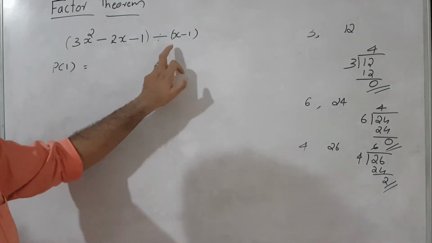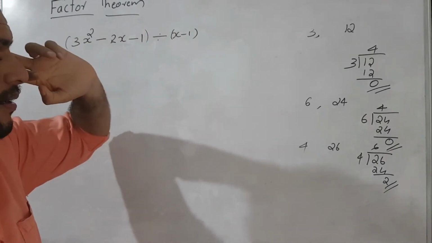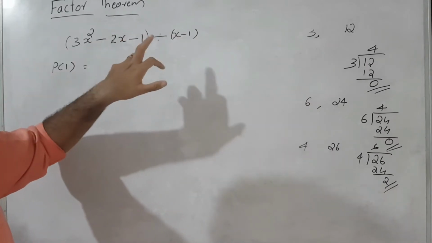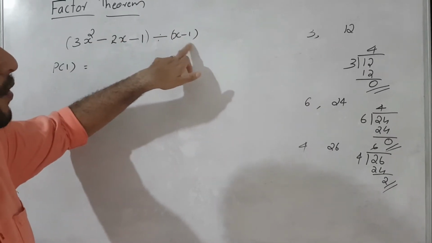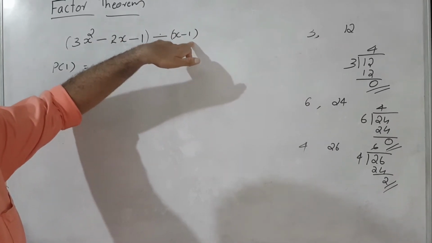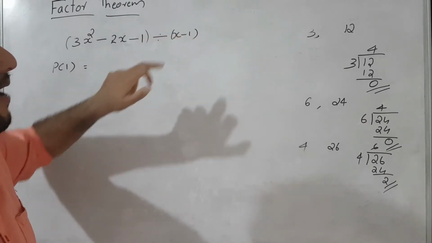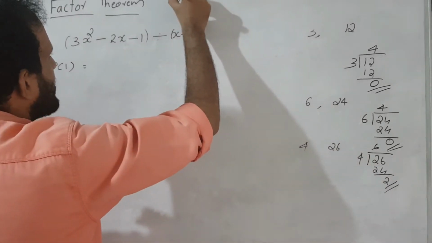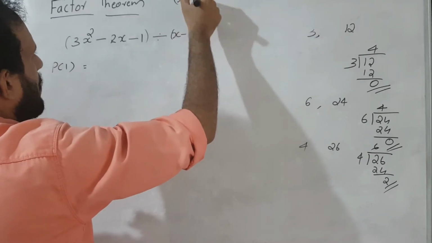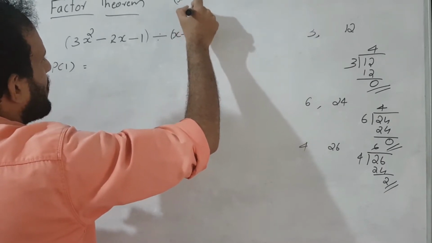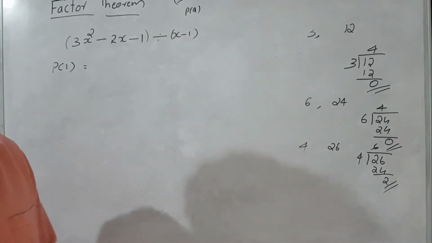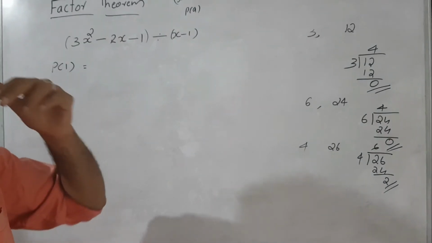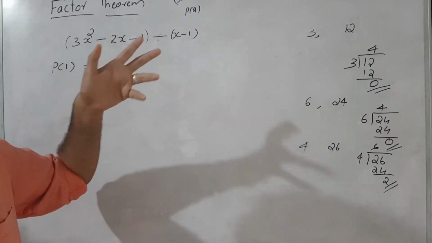To remember the idea, the linear polynomial form is x minus a. What is the form? x minus a form. What is the remainder? The remainder is p of a. We do not have the remainder theorem this year.